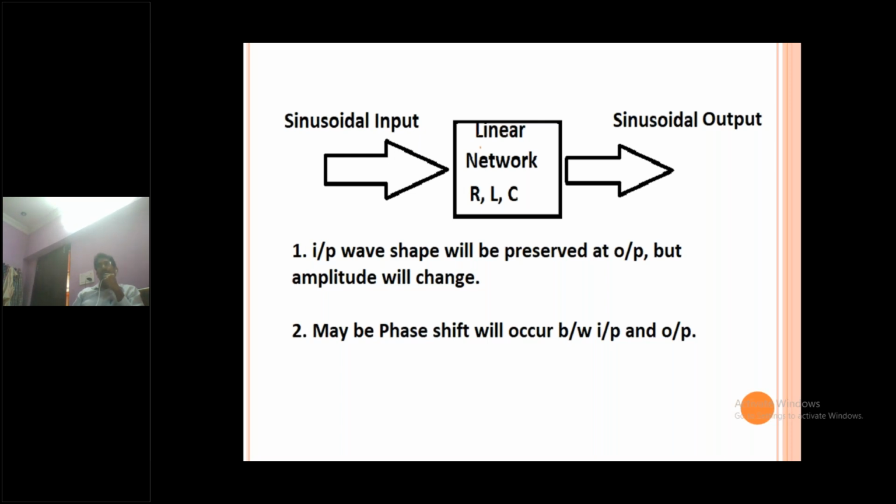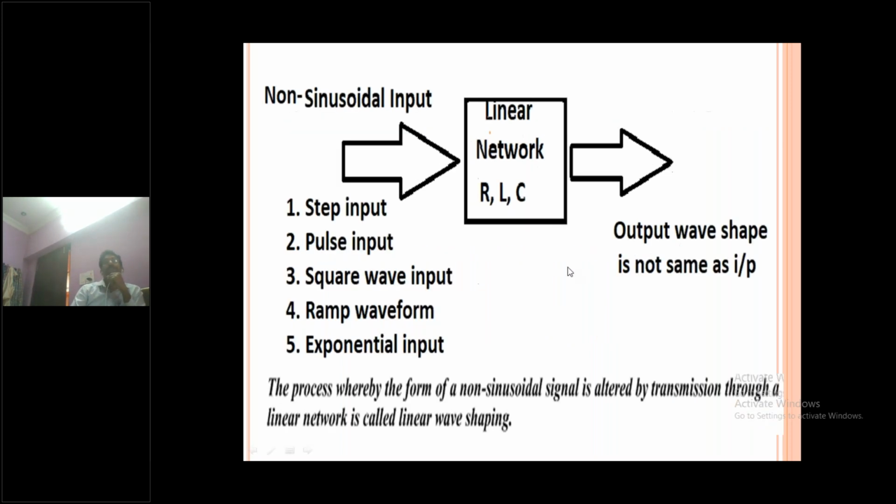The only important change is that the amplitude will change because of attenuation by components like resistors. Similarly, some phase shift may occur between input and output, depending on the combination of elements in the linear network. This is for the sinusoidal input: the wave shape will be preserved, with no change in the linear network. But what will change in the linear network is, you have to see here, non-sinusoidal signals.